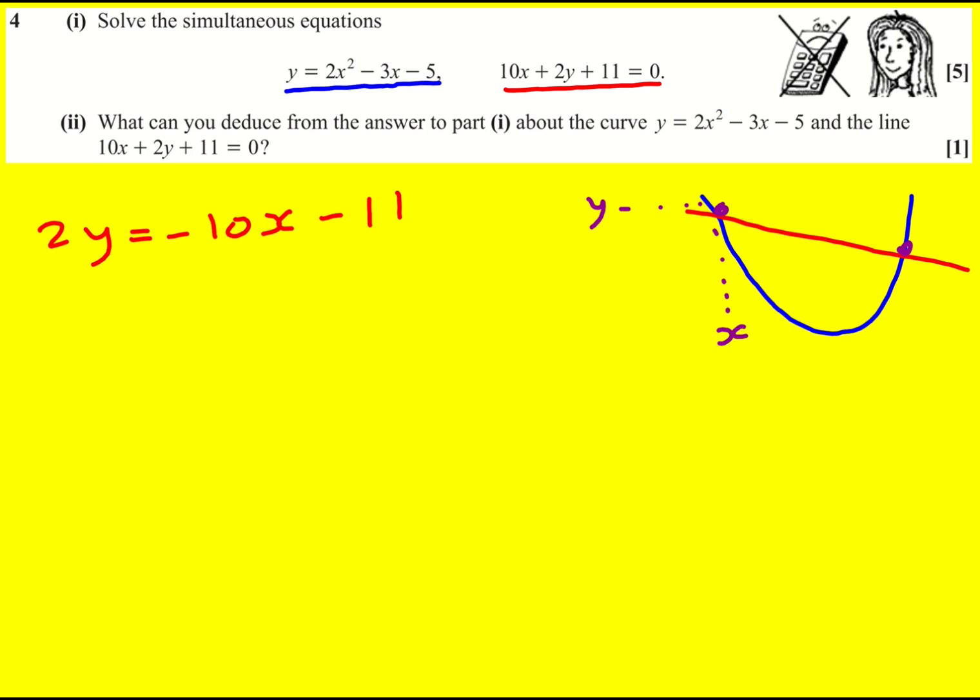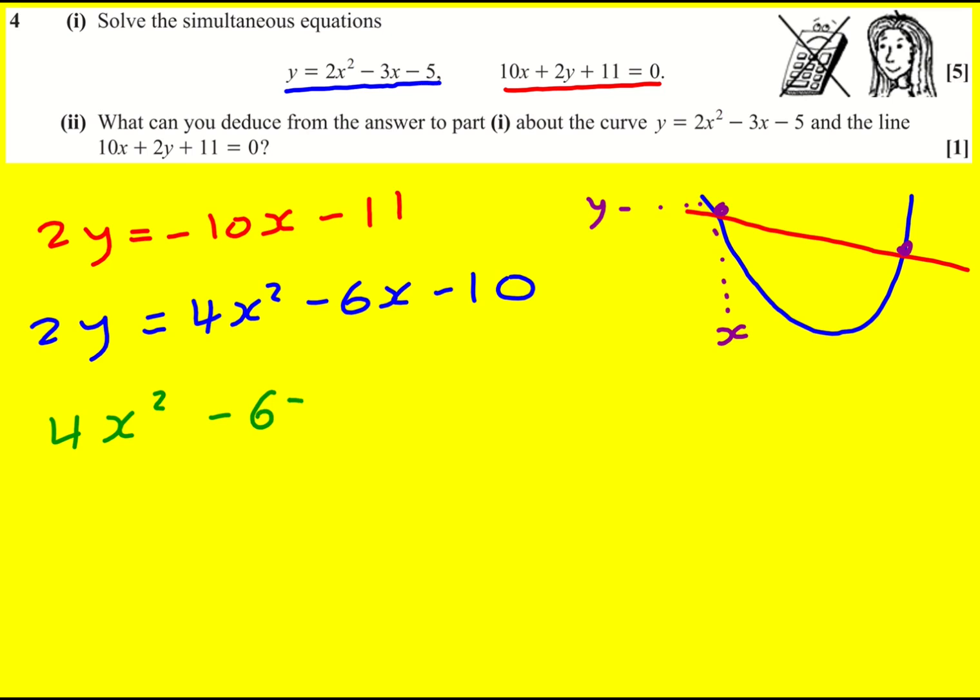And what I can actually do, I can either divide by 2 here and substitute it in, or I can take the first equation and change it to 2y is equal to 4x squared minus 6x minus 10. And now I can set the two of these equal, because I've got 2y here, I've got 2y here. I'm interested in where they have the same y coordinates. So I can write down that 4x squared minus 6x minus 10 is equal to minus 10x minus 11. And I've managed to get rid of the y from this. So I've just got an equation in x to solve.